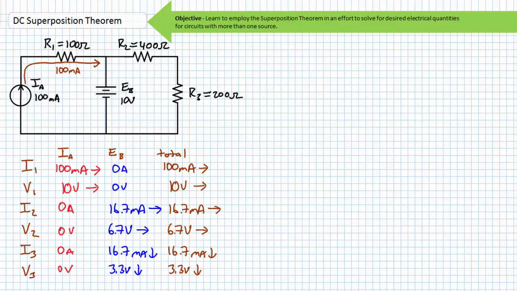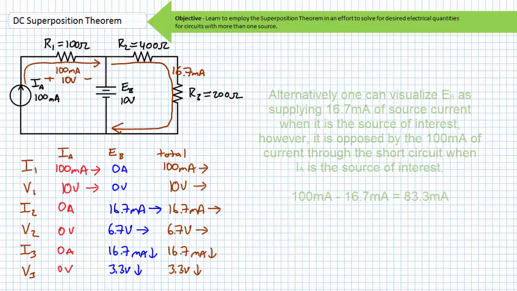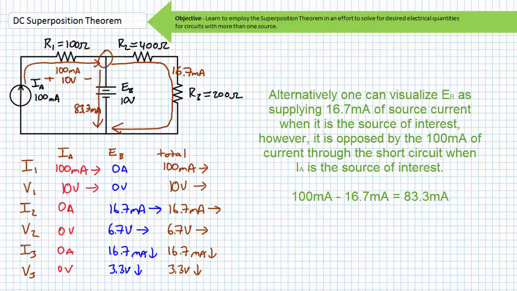R1 experiences 100 milliamperes of current traveling through it left to right, and as such experiences a 10 volt drop across it left to right. Both R2 and R3 experience approximately 16.7 milliamperes of current traveling through them with the indicated direction, meaning at this node, the current source is backfeeding approximately 83.3 milliamperes of current through source EB, such that at the bottom node, 100 milliamperes of current leaves it. R2 experiences a 6.7 volt drop in the following direction, and R3 experiences an approximately 3.3 volt drop with the indicated polarity.